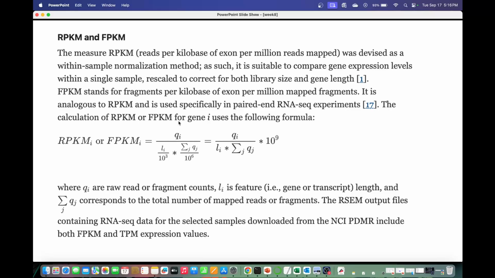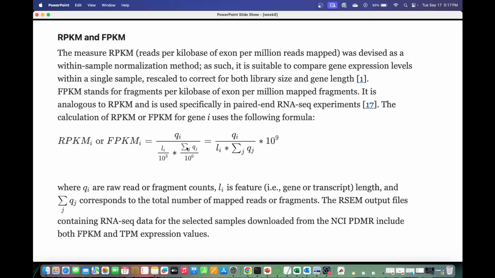The calculation of RPKM and FPKM for gene i is given by this formula. You have Qi divided by Li by 1000, into the sum of Qj by 10 to the power 6. Your Qi are the raw reads or the fragment counts. Your Li is the feature or gene or the transcript length, so you're normalizing by length as well. Li by 10 to the power 3, so you are considering those as kilobases. And the sigma Qj corresponds to the total number of reads or fragments. You are dividing it by 10 to the power 6 to get the number as per million. Both RPKM and FPKM are expressed per million, so for that you are dividing by 10 to the power 6.